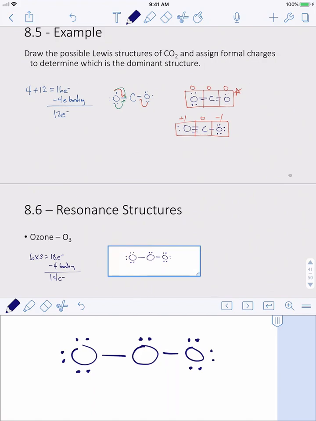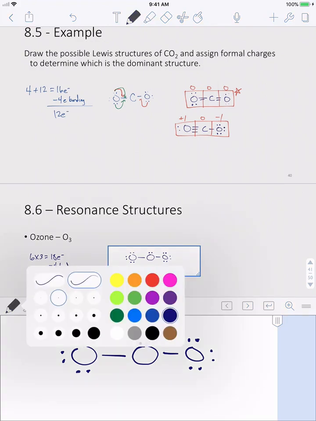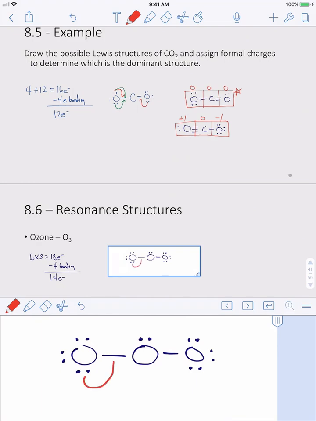Again, I look at this and I look for an octet, and the outer oxygens have an octet, but the inner only has 2, 4, 6. So we need to create a double bond. And so I have some options here. Here I could take a lone pair from the left-hand side, or I could take a lone pair from the right-hand side. And if I look at this, they're both exactly equivalent. How do I decide which one I do?